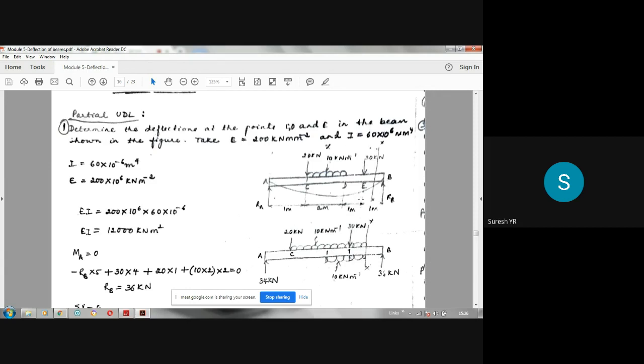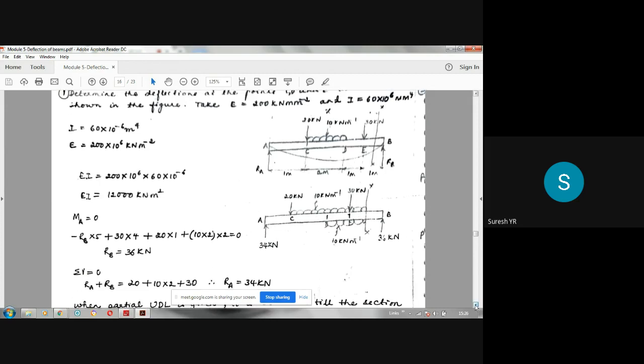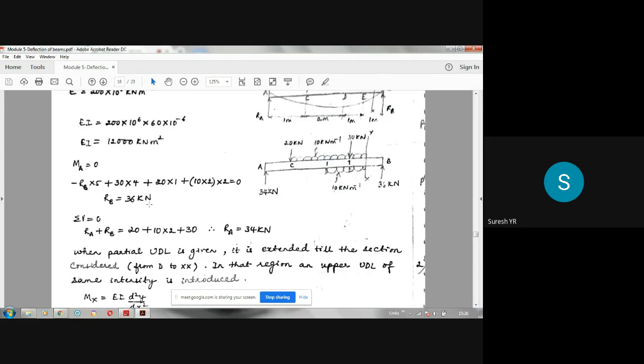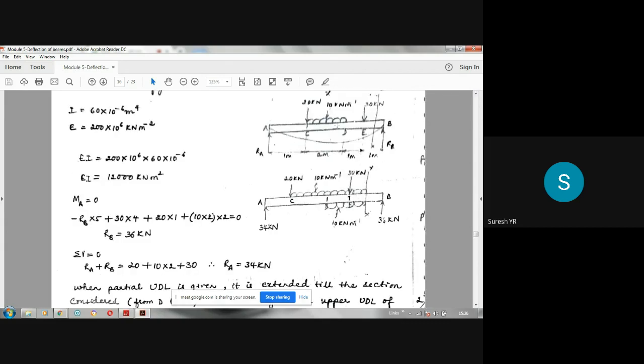So the equation sigma MA is equal to 0 becomes 20 into 1 plus 30 into 4 plus 10 into 2 into 2 minus RB into 5 is equal to 0. So from that you can get the value of RB. If you simplify that, you will get RB as 36 kilonewton. And using the other equation, RA plus RB is equal to 70, you can get RA as 34 kilonewton. So 34 kilonewton is the reaction at A, 36 kilonewton is the reaction at B. So this is the first step, finding reactions.